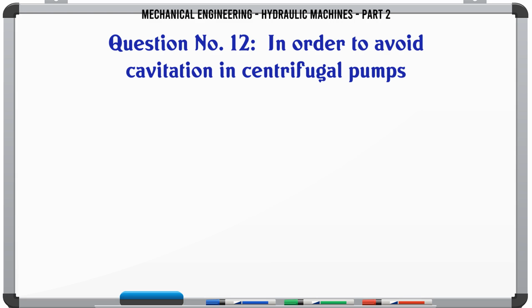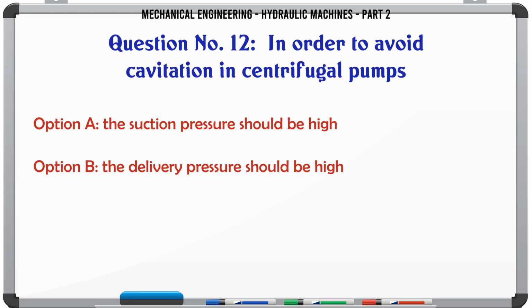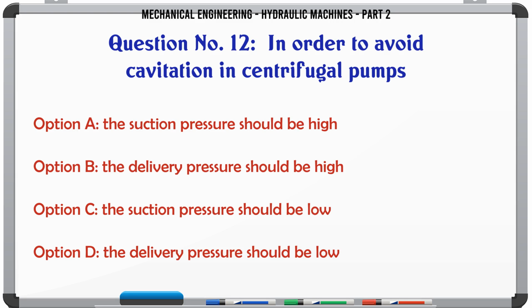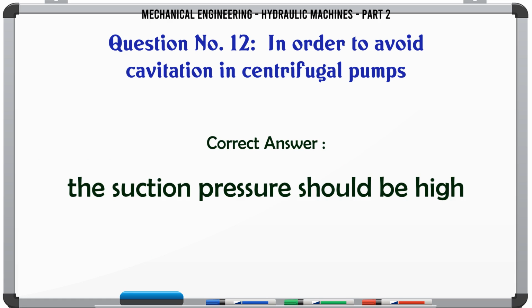In order to avoid cavitation in centrifugal pumps, A. the suction pressure should be high, B. the delivery pressure should be high, C. the suction pressure should be low, D. the delivery pressure should be low. The correct answer is the suction pressure should be high.